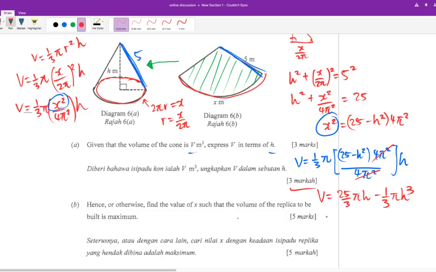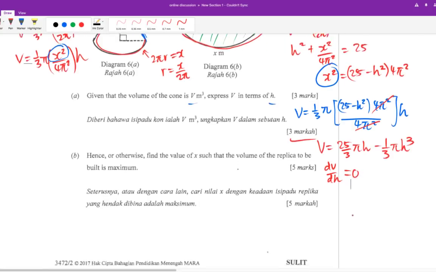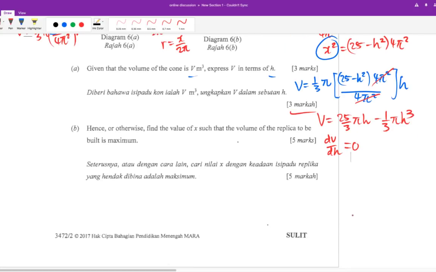So maximum we know basically is dV/dh equals 0. So I will just differentiate this one, and then I will need to find the values of x. So I differentiate this one, I will get 25 over 3 pi minus, the 3 moves in front, minus 1, so it will become 3 over 3 is 1, pi h squared equals 0. So 25 over 3 pi equals pi h squared. Pi and pi I simplify, so I know h squared equals 25 over 3.